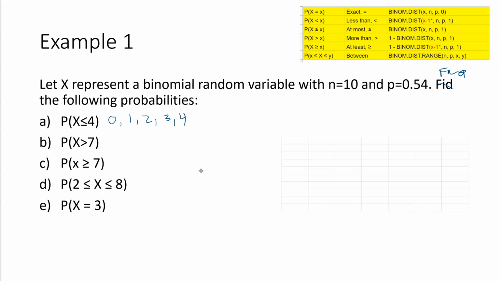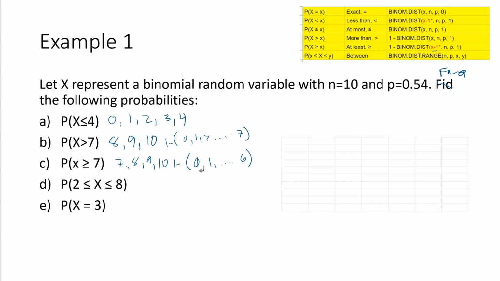We actually get all the way up to that 4. But if we were to do x greater than 7, that would be 8, 9, and 10. When we look at greater than, we do 1 minus. That's like saying 1 minus the total of 0, 1, 2, all the way up to 7. We're not going to include those. Then for x greater than or equal to 7, that would be 7, 8, 9, and 10. So here we would do 1 minus 0, 1, all the way up to 6 this time. And again, that's why we're looking at those minus 1s here.